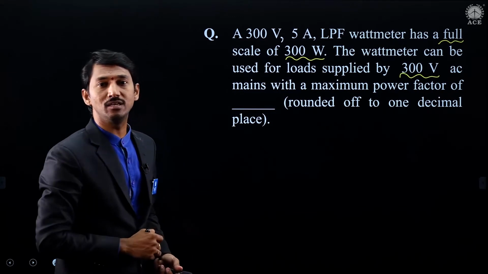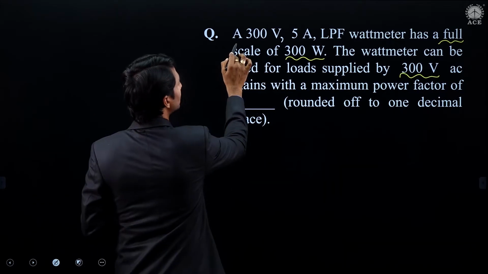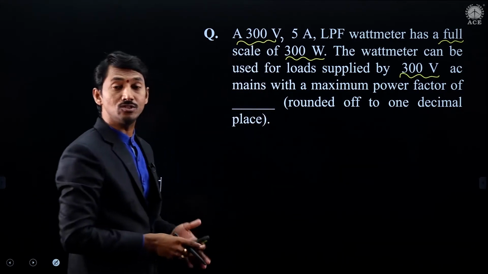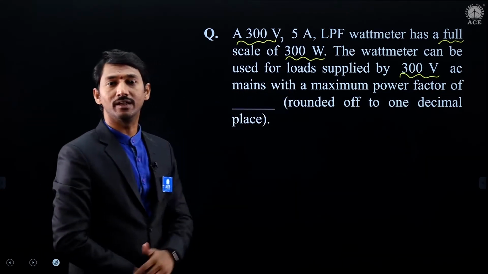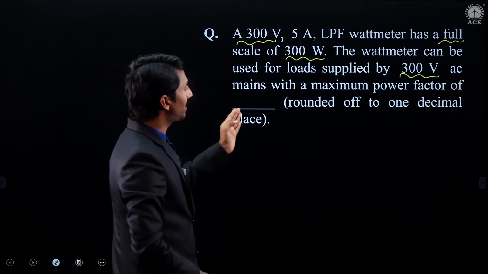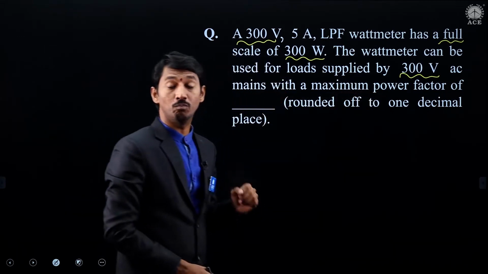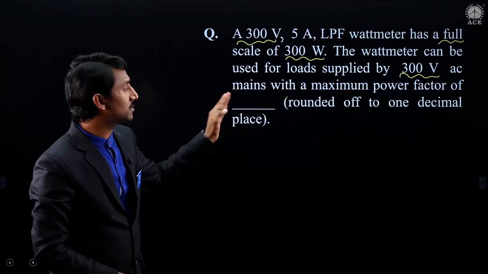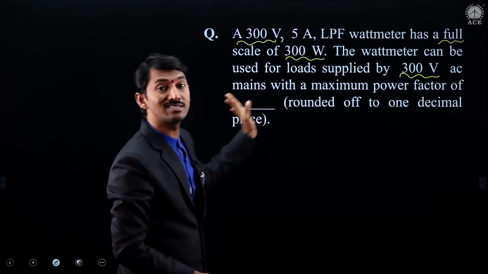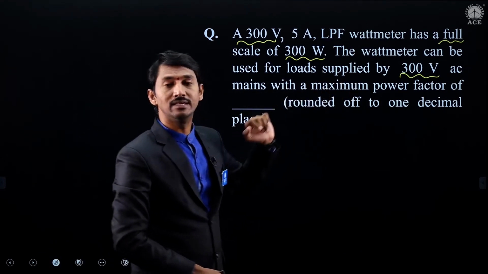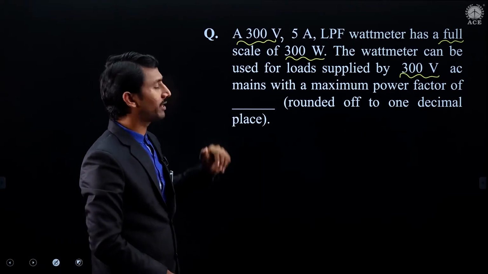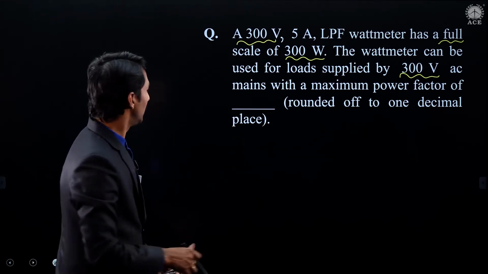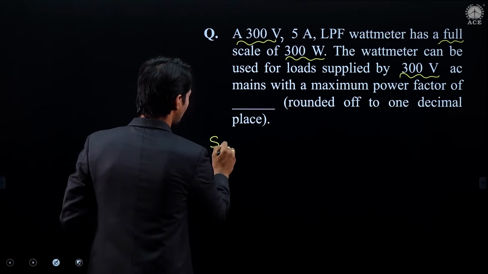The wattmeter can be used for loads supplied by 300 volt AC mains. Its voltage rating is 300, and it is used to supply loads at 300 volts. With a maximum power factor of, what is he asking? At which maximum power factor can we supply the load from 300 volt AC mains? That is what he is asking. It is a numerical answer type question. Let us write the given data.